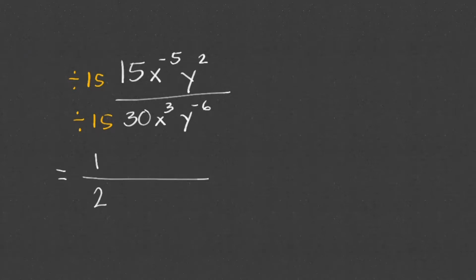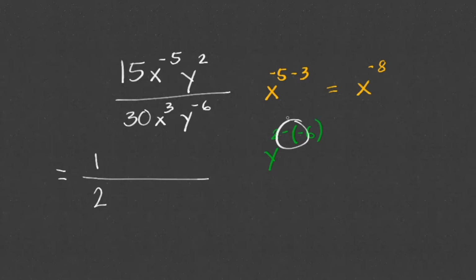So 1/2. So for x, we'll subtract the exponent. So negative 5 minus 3 is negative 8. So x raised to negative 8. Next is the y. 2 minus negative 6. So let's multiply the negative sign inside the parentheses. So therefore, negative times negative is positive. So 2 plus 6 is equal to 8, or y raised to 8.